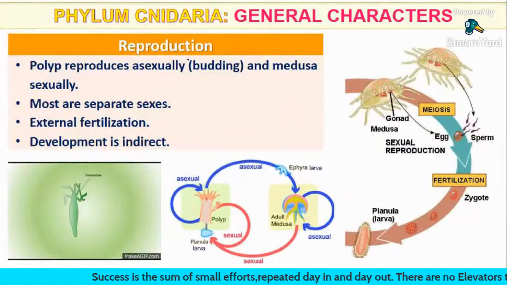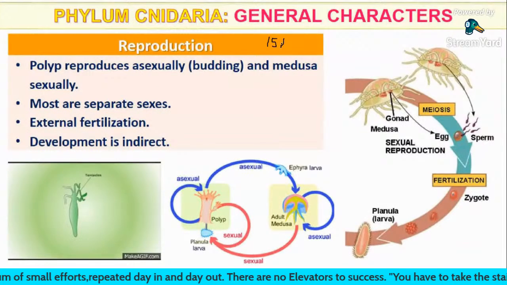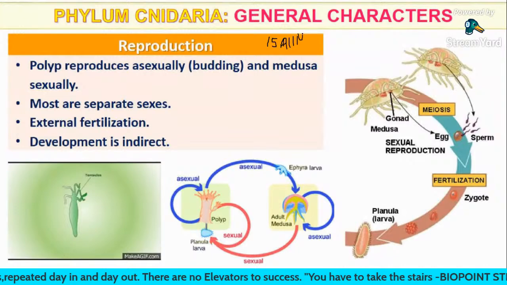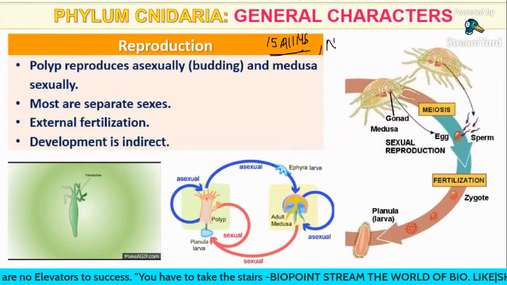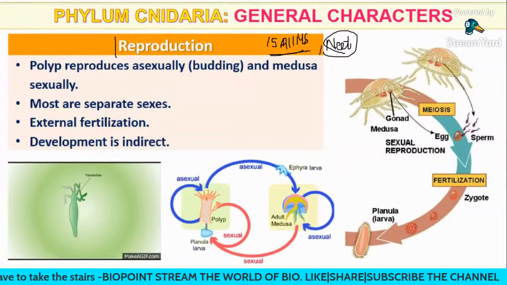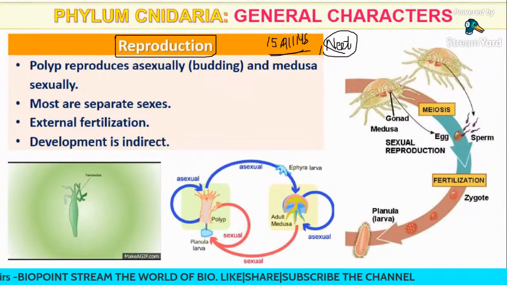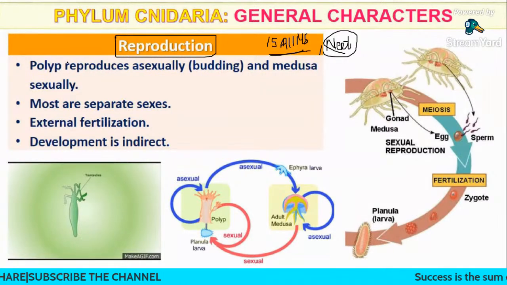Next, this is at least 15 times repeated AIIMS question. It can be asked for the NEET exam also. Very important. Reproduction. Two different structures are there in Cnidaria or Coelenterata for reproduction.